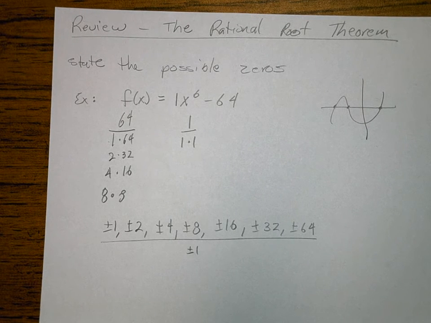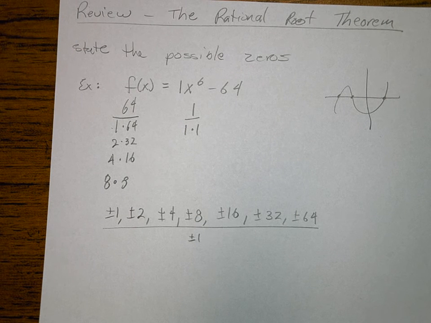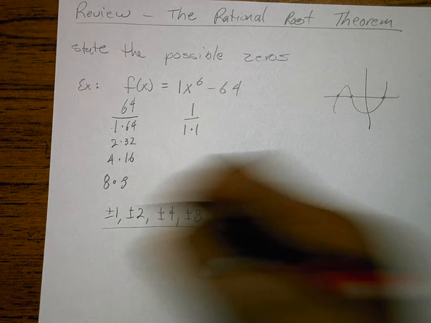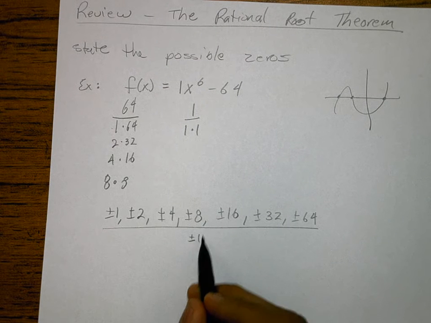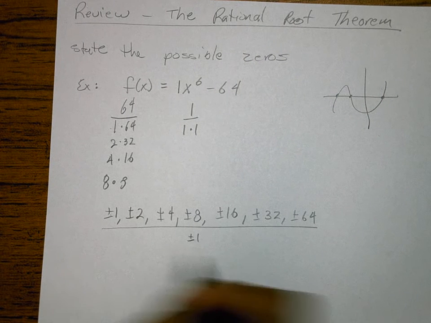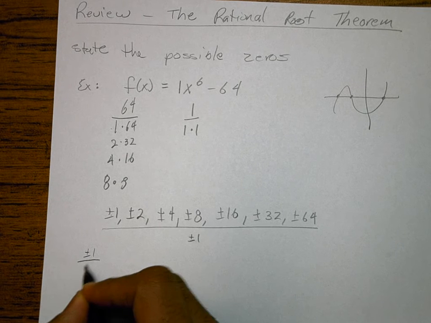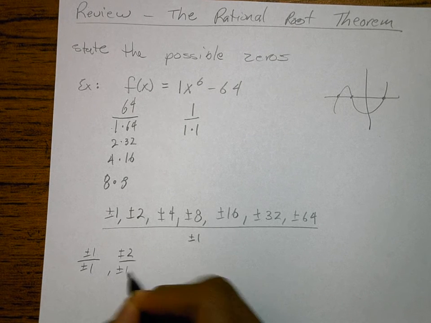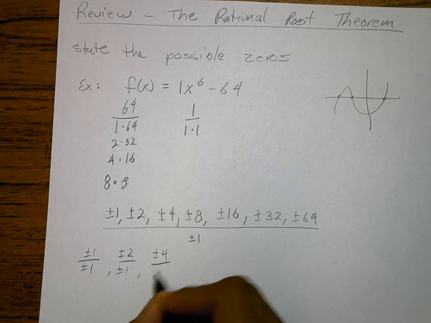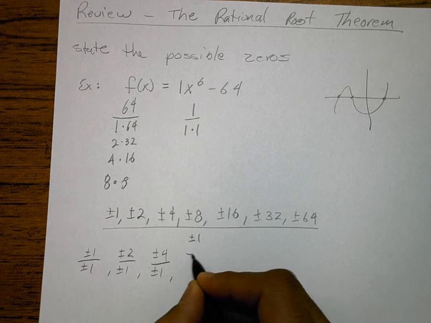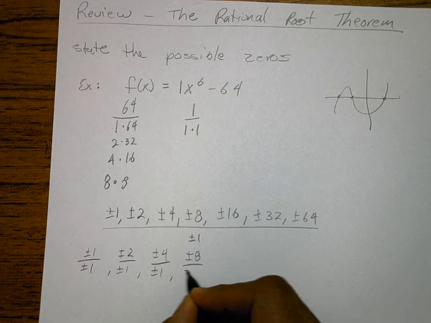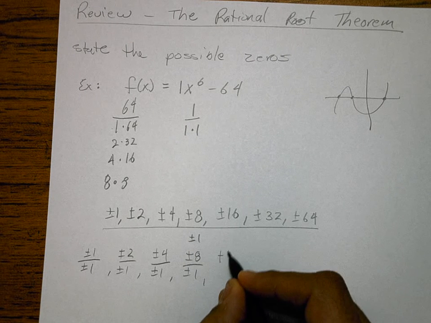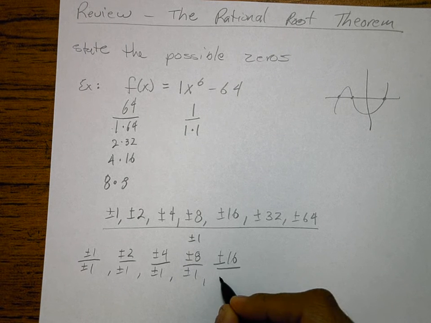Now, that's a little weird looking. So what you do is take each of the numerators and put them on all of the different denominators. In this case, there's only one. So I'm going to put this on top of that, and reduce. It's going to be plus or minus 1 over plus or minus 1, plus or minus 2 over plus or minus 1, plus or minus 4 over plus or minus 1, plus or minus 8 over plus or minus 1, and continuing with that.